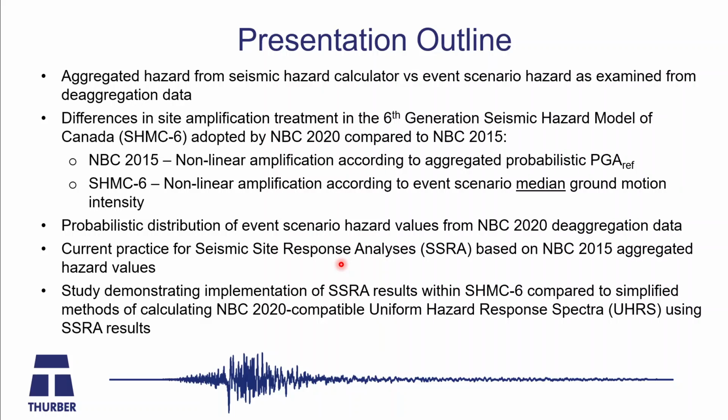We're also going to take a look at the probabilistic distribution of these event scenario hazard values, which we can look at using the deaggregation data from NBC 2020. This is something that we haven't been able to really look at previously.